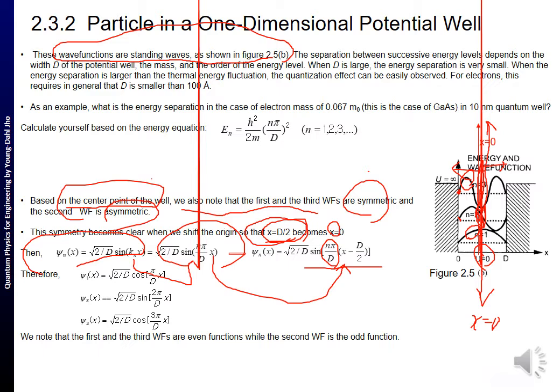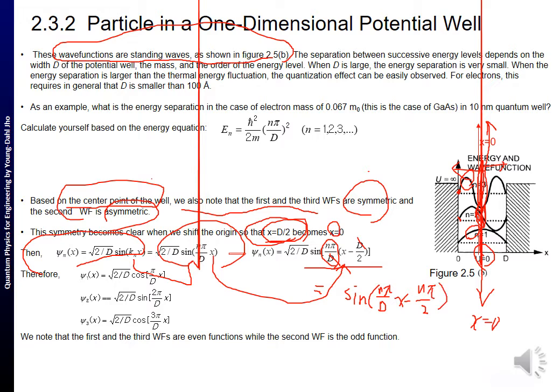And this one actually becomes sine of n pi over d times (x minus d over 2), which gives an additional phase.